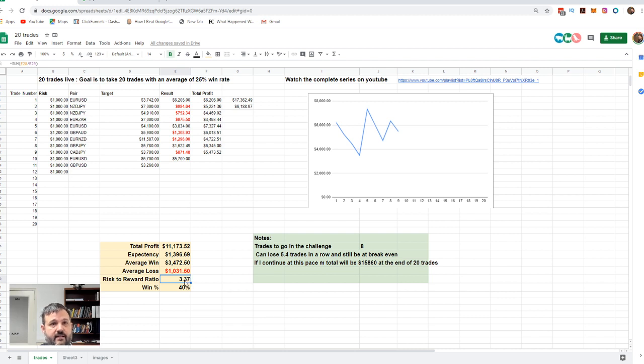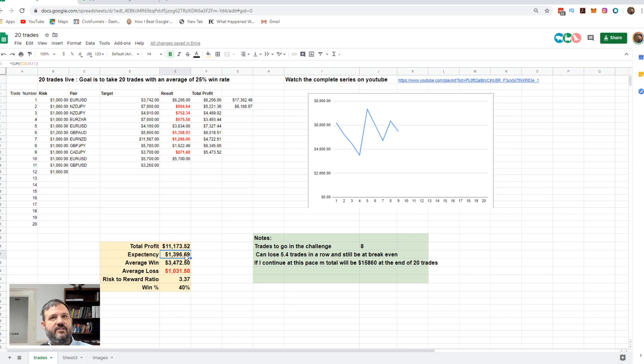And the better my risk to reward ratio is, the better for me. So my expectancy right now is $1,300 per trade is what I'm supposed to get here.